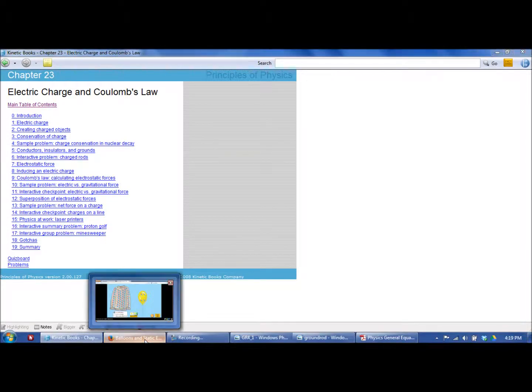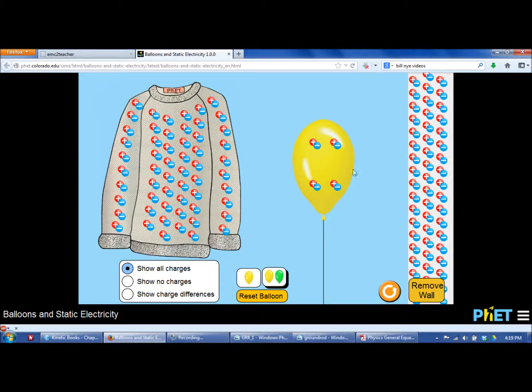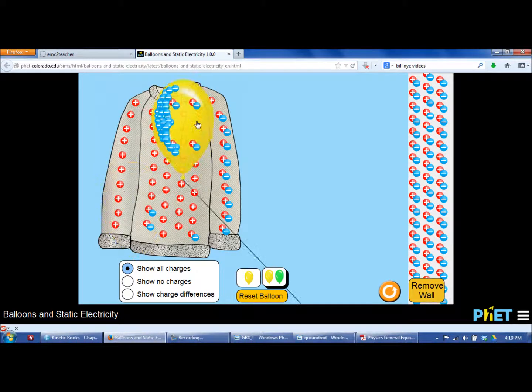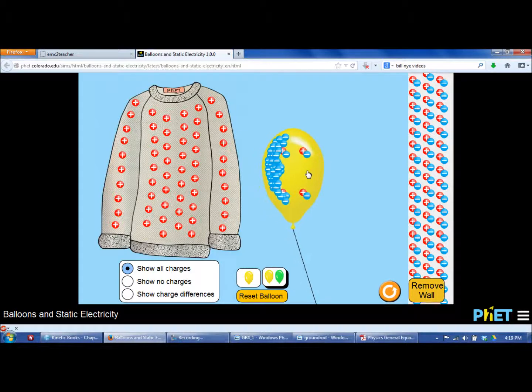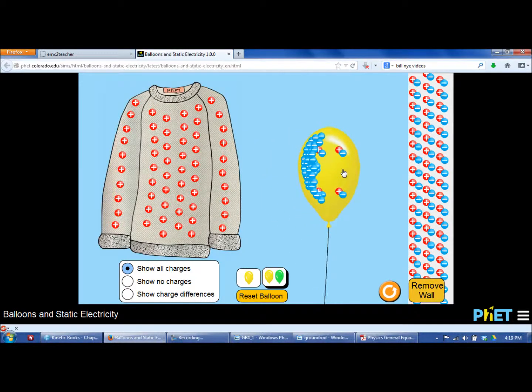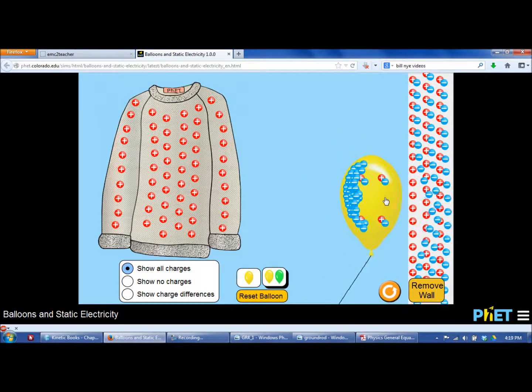Another way, that was charging by friction. Another way to charge is, of course, what's called induction. Now, if we rub the balloon and get all of our charges from that sweater onto the balloon, as many as we can, those charges don't want to be near each other. Negatives don't like each other, positives don't like each other. They want to be matched up, positive to negative. So if I bring this balloon close to the wall, which has a balance of positives and negatives, the negatives on the balloon push the negatives in the wall away.